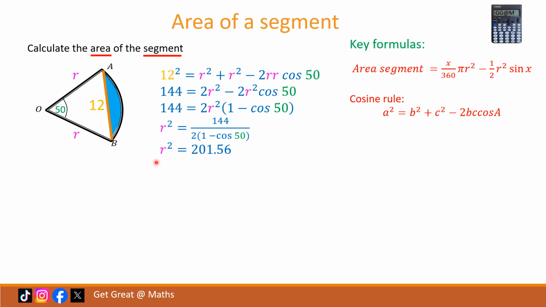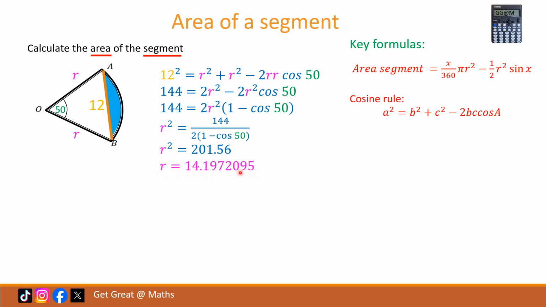To find the value of r, we need to do the opposite to squaring and we're going to square root. So r is going to equal the square root of 201.56, which is 14.1972095. You must not round this answer until your final answer. So make sure you either write down all the digits or use the answer button on the calculator or use the memory function on the calculator to be able to know all the digits of this value.